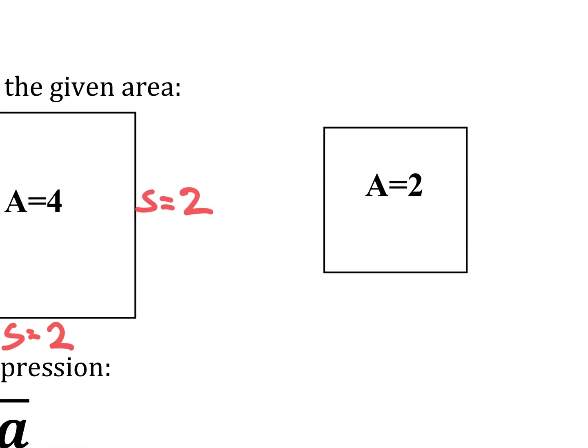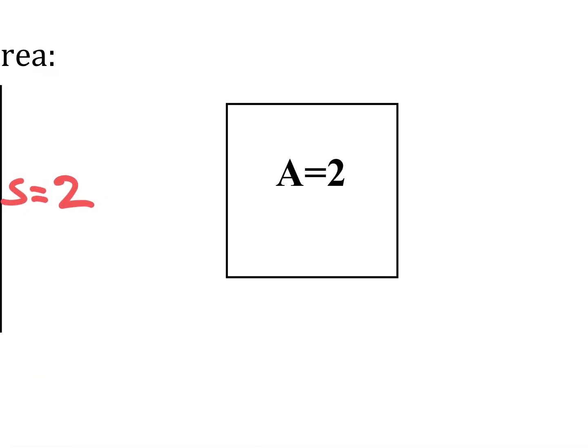So what if we have a square with an area of 2? Oh, well, what happens there? Is this side length 1? No, because 1 times 1 is 1. Well, okay, maybe it's 2. If both the sides were 2, 2 times 2 is 4. We're trying to get an area of 2. That doesn't work. All right, well, what if we have 1.5?